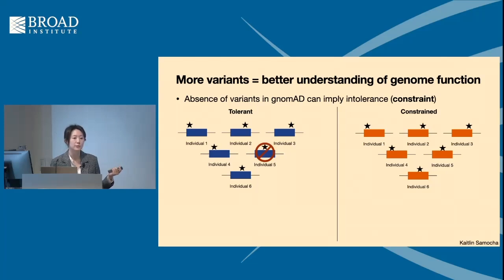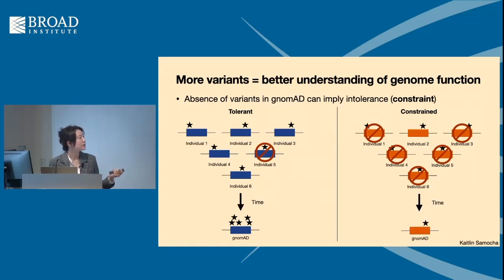Some of the variants will not be tolerated and natural selection will remove them from the population. So for example, on the tolerated side here, you can see that most variants are tolerated, but individual 5's variant is not, and it has been removed. On the constrained side, you'll see that the opposite is true, that most variants are actually removed by natural selection. So then over time, a gene that is tolerant of variation will accumulate more variants as compared to a constrained gene, which will not accumulate quite as many variants. So when you aggregate across samples in a data set such as gnomAD, you'll see a reflection of this pattern in the variants found.